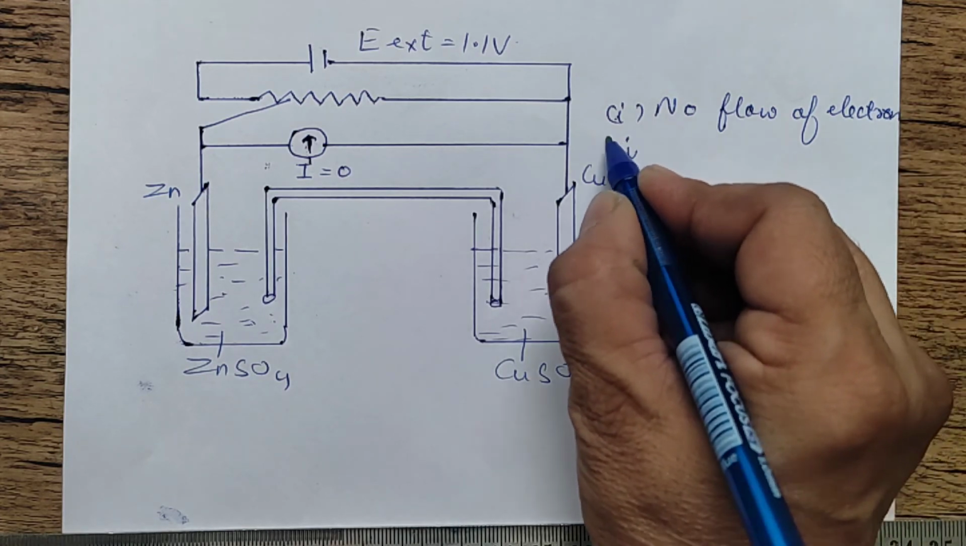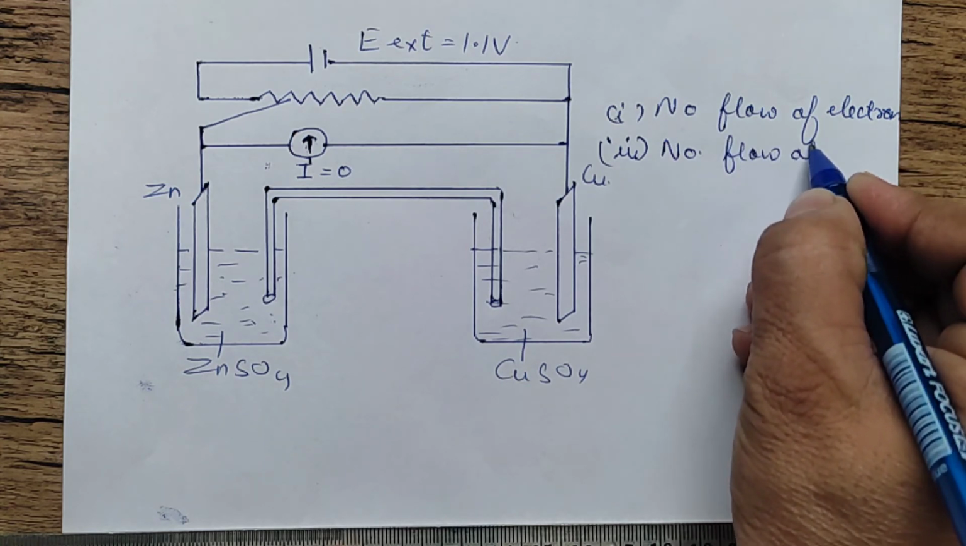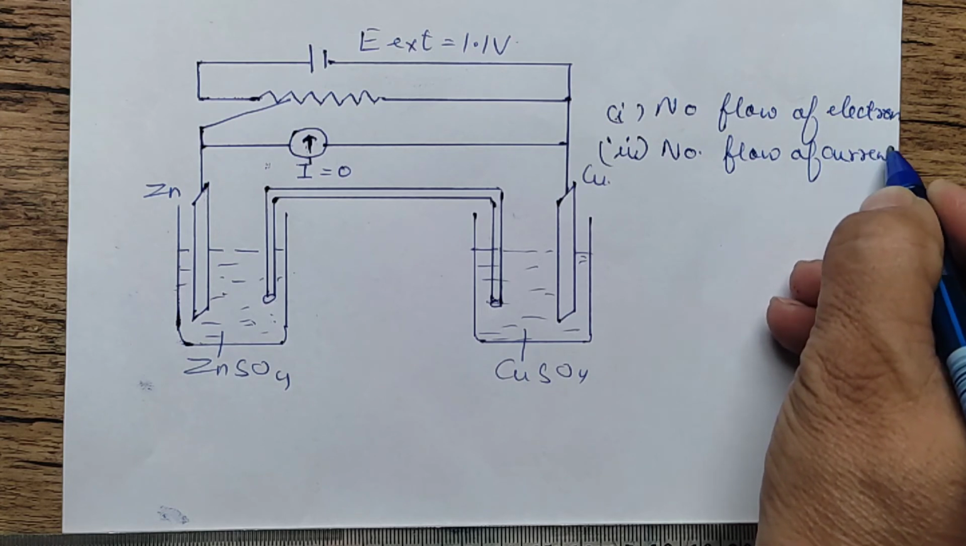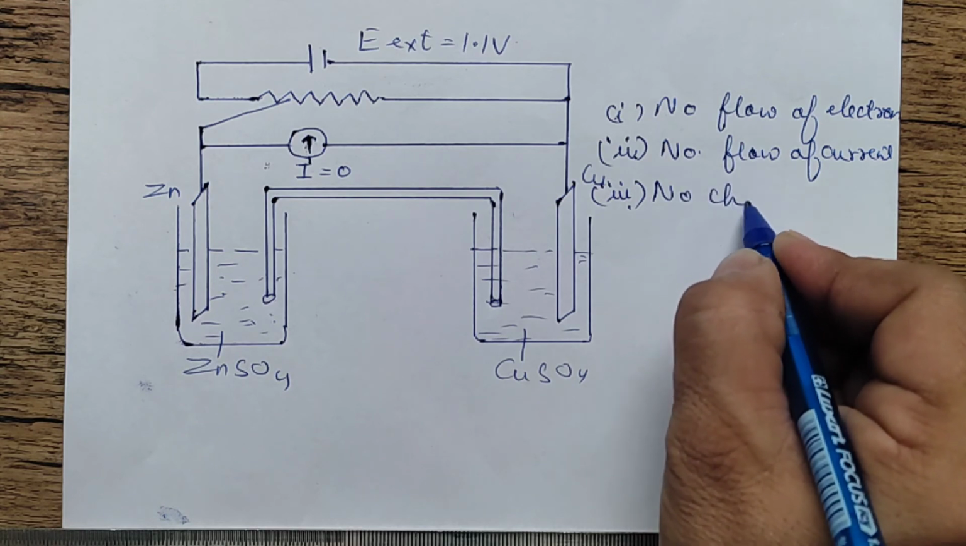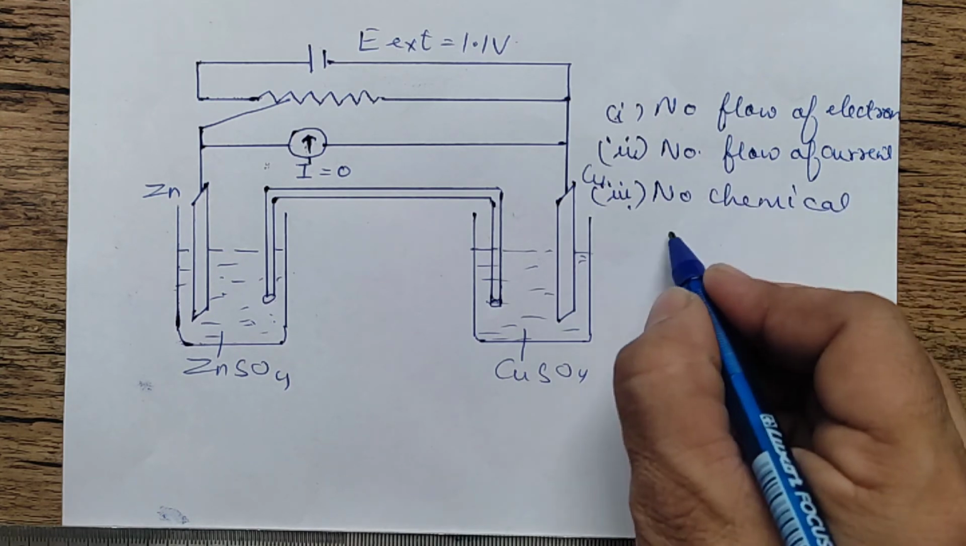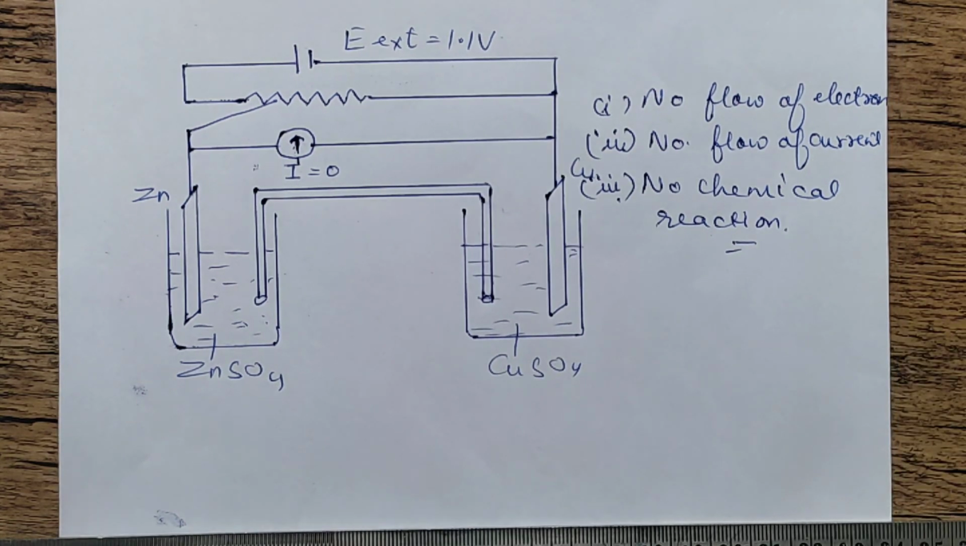Second, no flow of current. Third, no chemical reaction will occur under this condition. Right? So these are the three important questions. Many times if these questions are asked where the figure is drawn, looking at the figure, you have to decide which external potential is more, less or equal, and accordingly you are going to answer. Okay? So I hope this video was fruitful to you. Okay, thank you for watching.